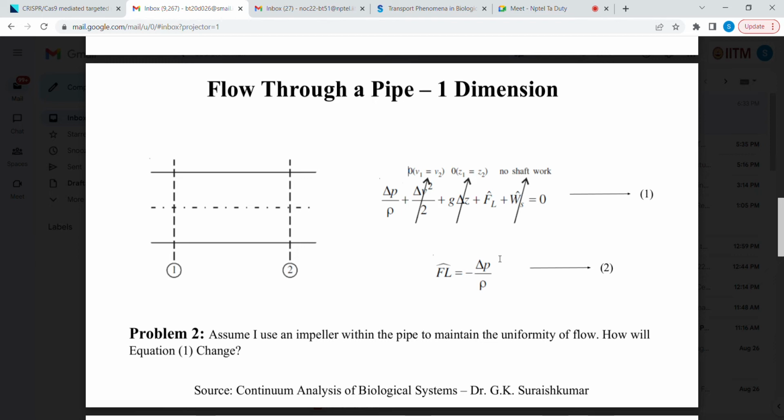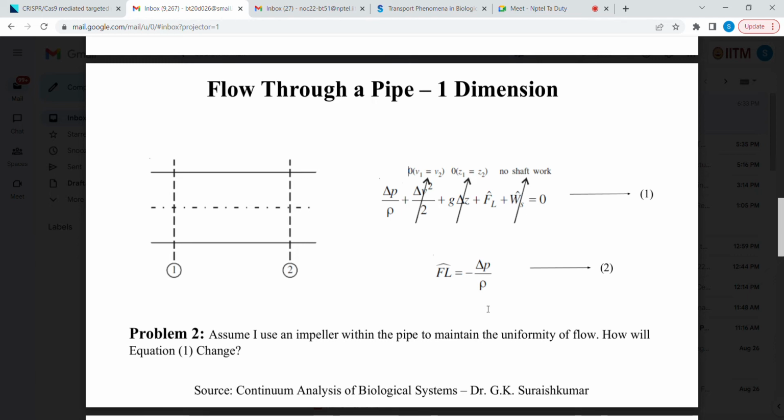So this brings us to equation 2, which is FL hat, the frictional loss per unit mass, equal to minus delta P by rho. This is the equation, and what we are going to look at now is what delta P is in the context of the engineering Bernoulli equation. For that, we need to go into 3 dimensions.